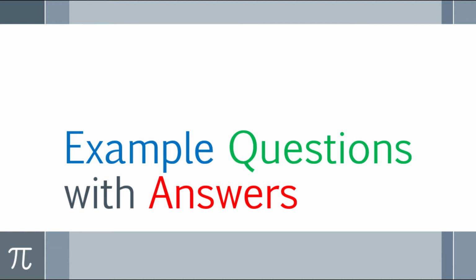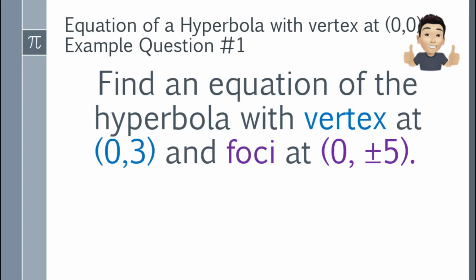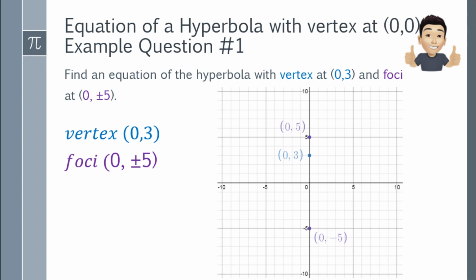Okay, so let's move to the example questions na lang para mas maintindihan natin ano ba yung hyperbola. So, first question, find an equation of the hyperbola with vertex at (0, 3) and foci at (0, ±5). So, step 1, i-graph mo muna kung anong meron ka ng given mo. So, you have a vertex of (0, 3), and foci of (0, 5) and (0, -5). So, plus minus, so dalawa yan.